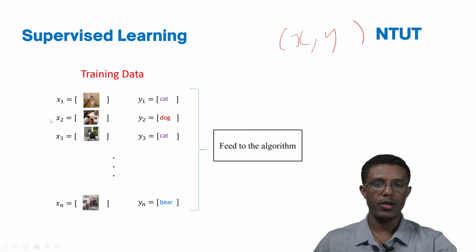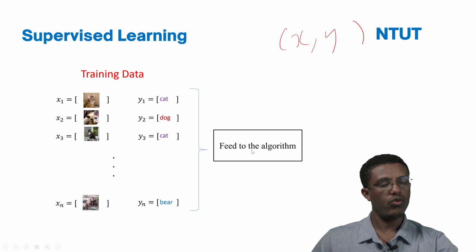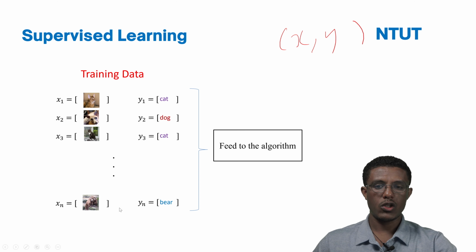So the data is labeled by this x and y, and all this data is fed into the algorithm. This indicates that maybe our data is too much, so we can just list all the data in different ways.